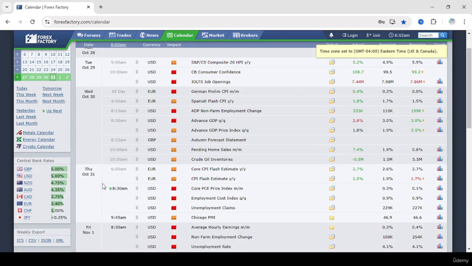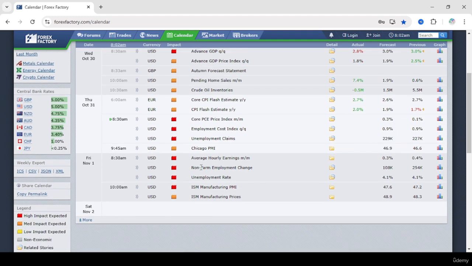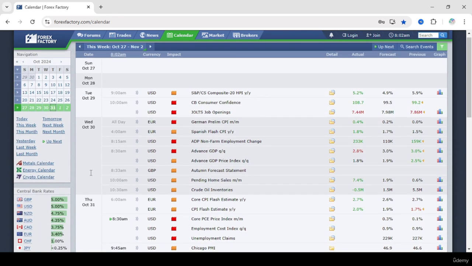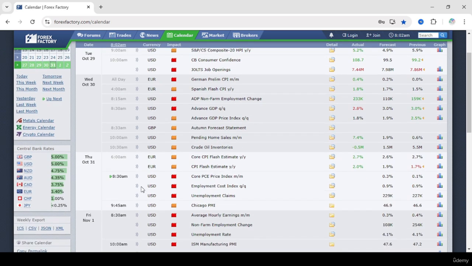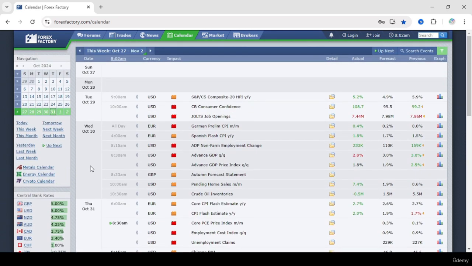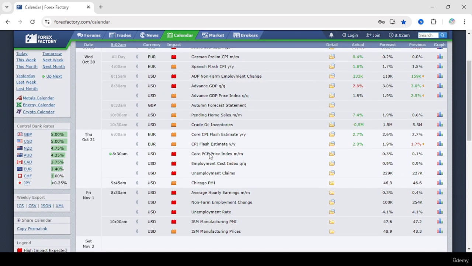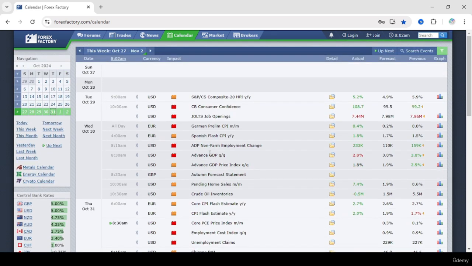So as we have changed our time, the NFP occurs on the first Friday of the month. It occurs on the first Friday of every month. And then there are also news like CPI.